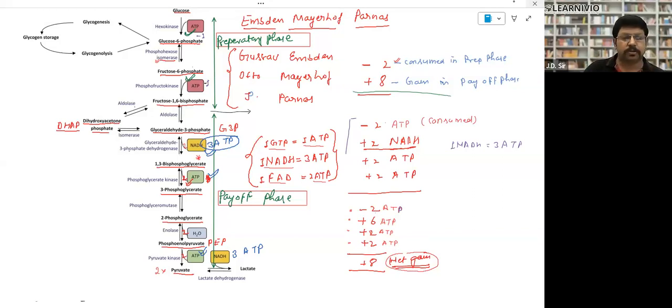So that is the energy balance. Tell me first, is it clear or not? If not clear, ask me right now.